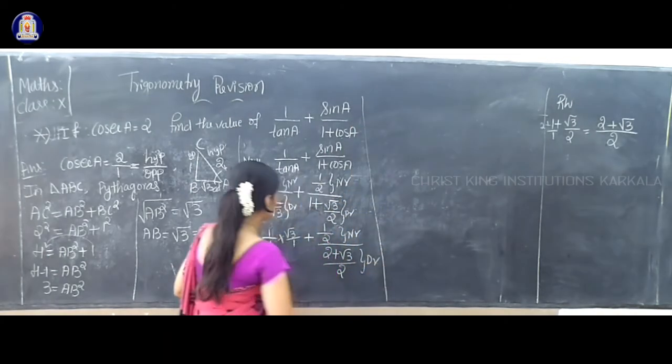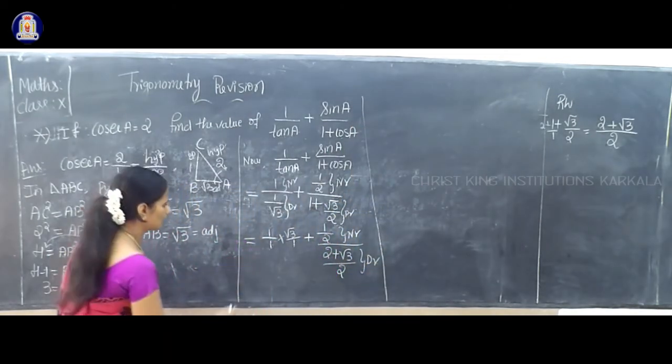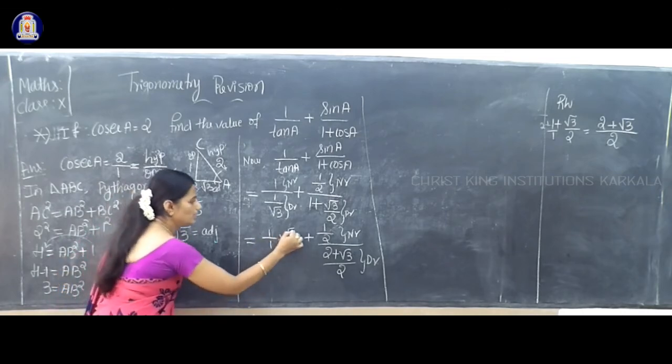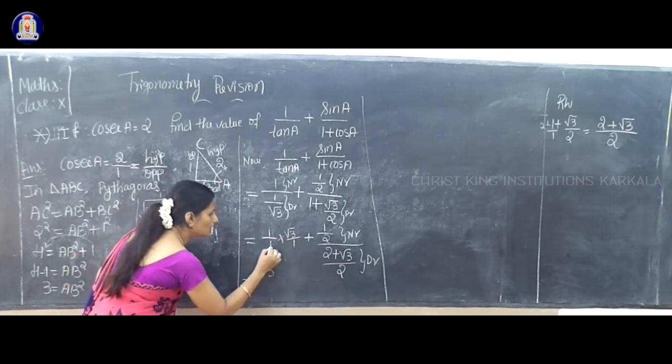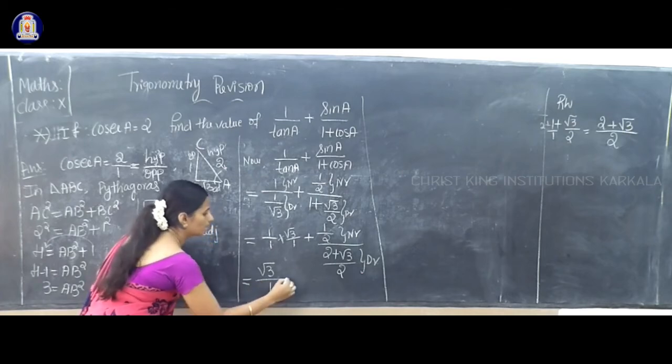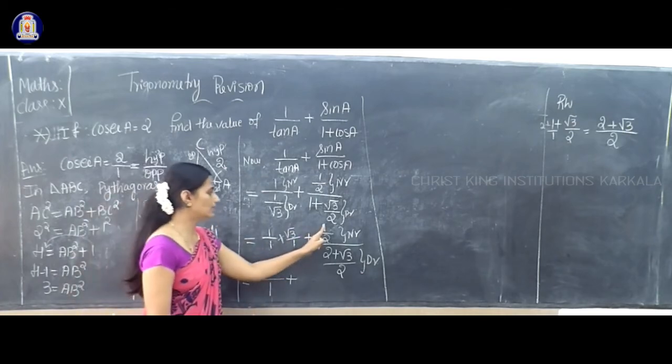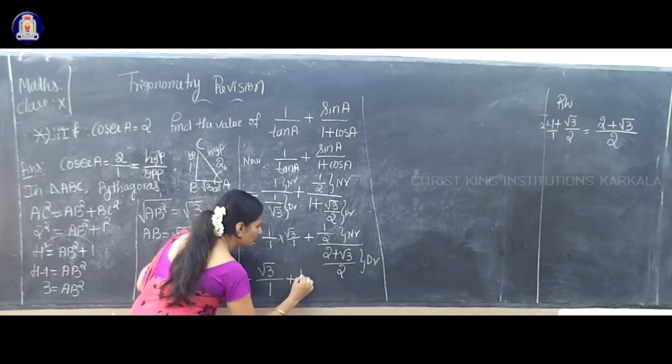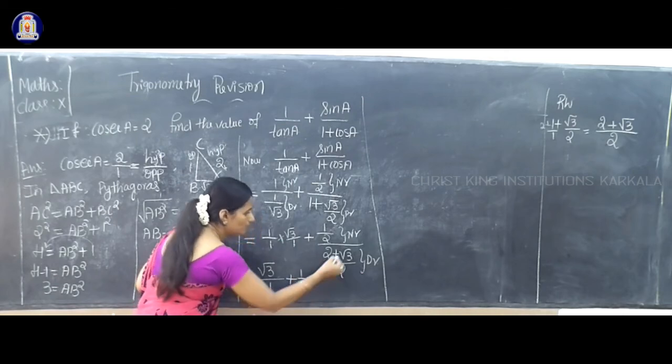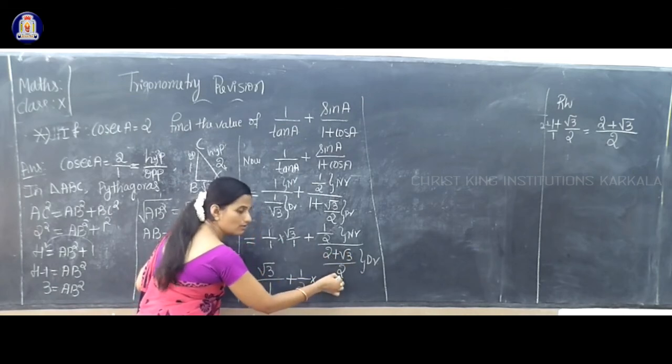Now we will see that first part. So here I write, which is equal: 1 into root 3 is root 3, 1 into 1 is 1, plus the second one is here. Numerator is 1 divided by 2. Denominator is what? 2 plus root 3 divided by 2.